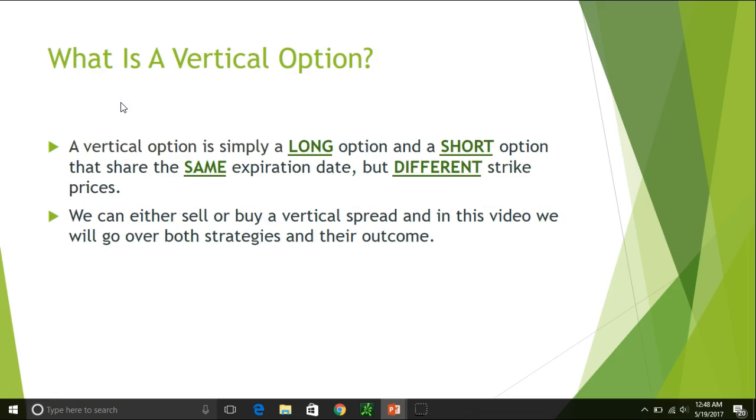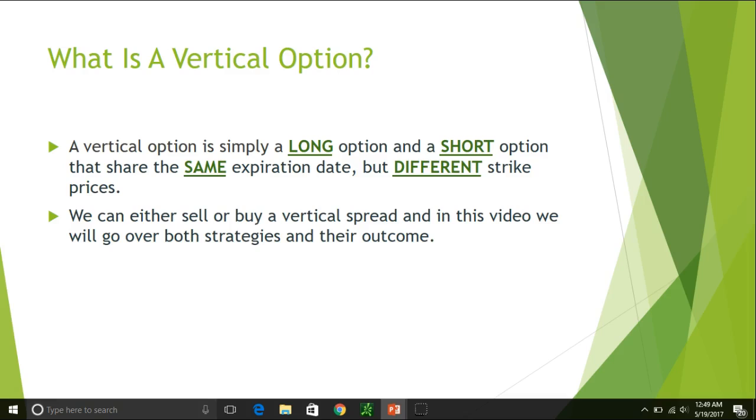Okay, so what is a vertical option? A vertical option is very simple. It is a long option and a short option that share the same expiration date but different strike prices. So that means that we have an option that is bought and an option that is sold. They have the same expiration date, but they're going to have different strike prices.